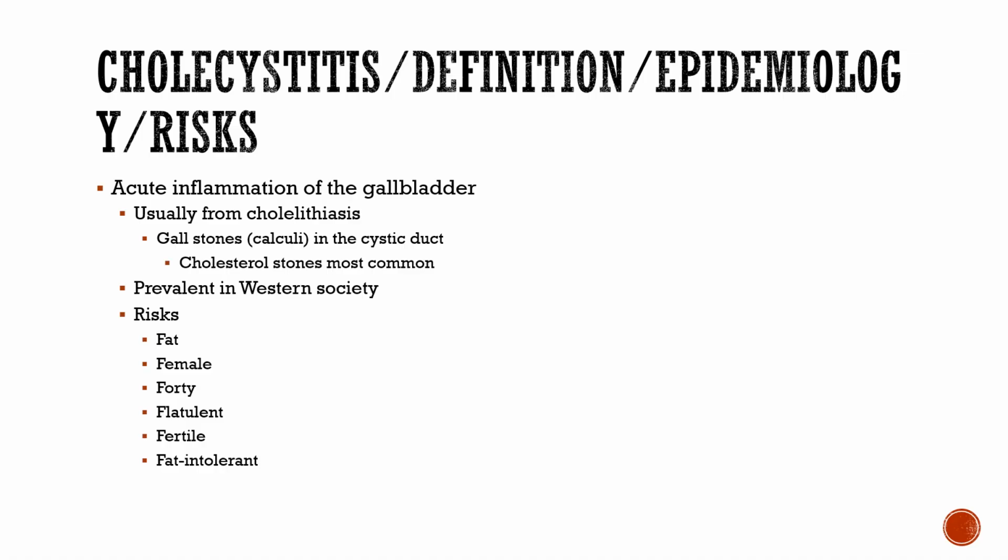Cholecystitis is an inflammation of the gallbladder, usually from cholelithiasis, which are gallstones, also known as calculi, in the cystic duct. These stones are generally made of cholesterol, that's most common. Having gallbladder disease is prevalent in Western society. The risks are, there's a mnemonic of the 6 F's: fat, female, 40, flatulent, fertile, and fat intolerant. But after age 50, the gender distribution is equal.